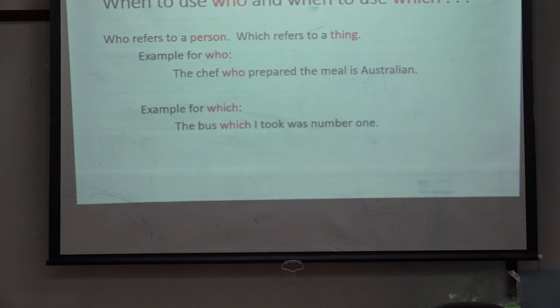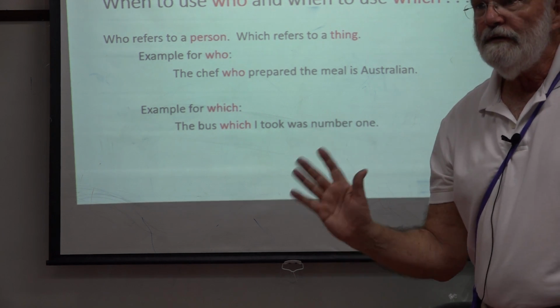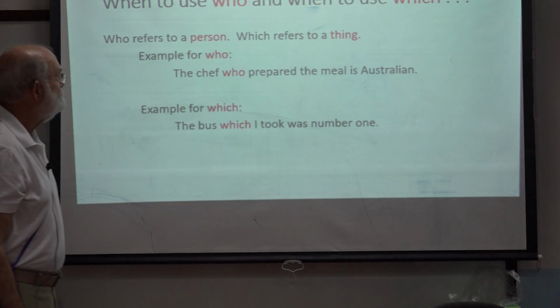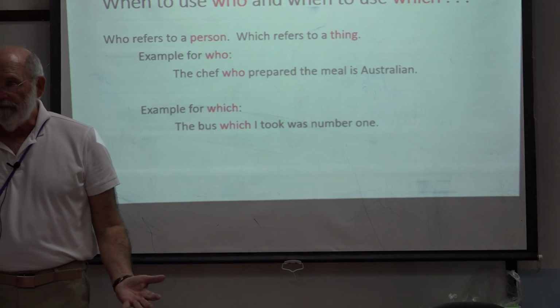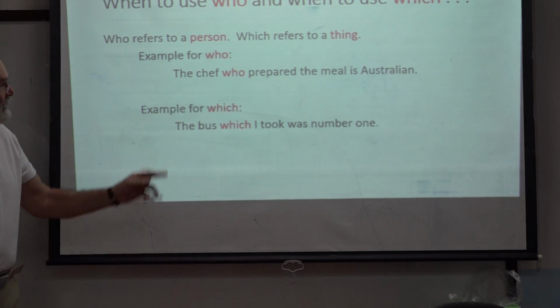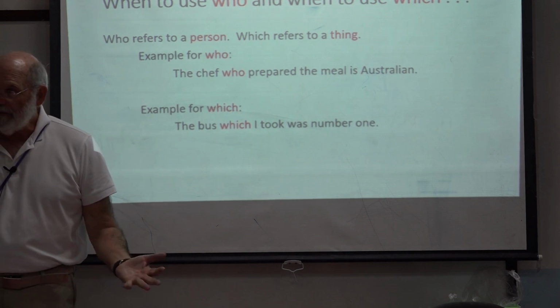Okay. When to use who and when to use which. We're going to cover this first. Here's the way to keep it real simple. We use who when we're referring to a person. It's a pronoun. And we use which when we're referring to a thing, an object.